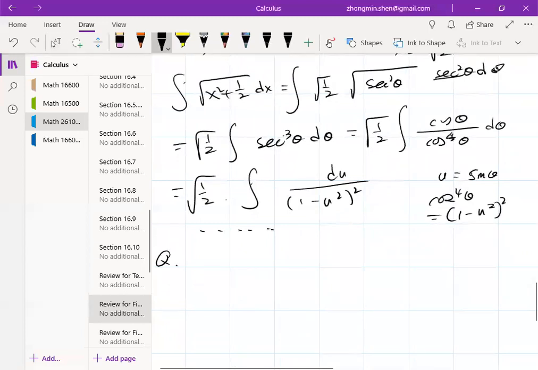Let me give you a problem. Evaluate the surface integral over the sphere. S is the sphere x squared plus y squared plus z squared equals 1.